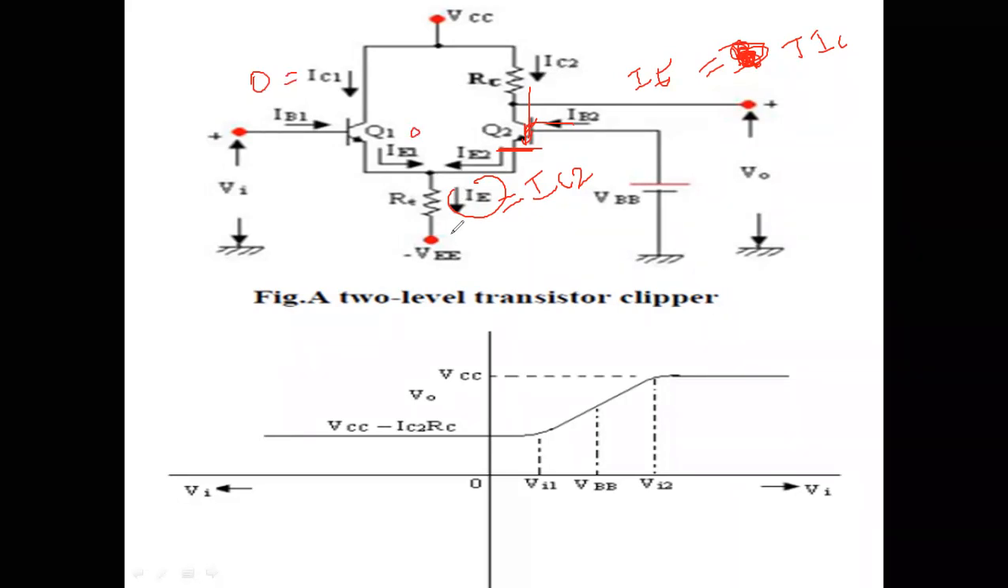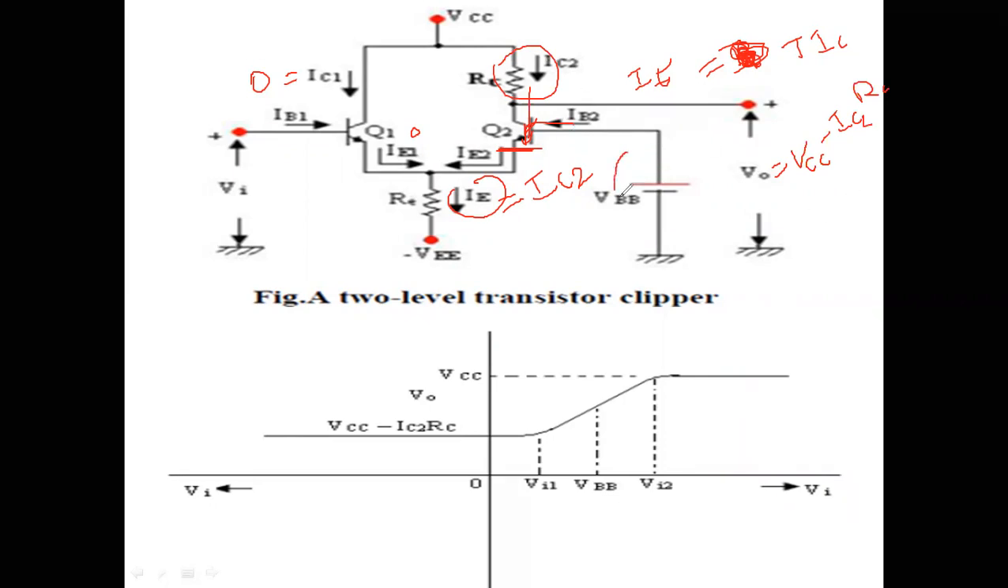Okay, and therefore your output voltage, as we have seen previously, equals VCC minus the drop across this resistance. Okay, this is our output voltage. Therefore, our output voltage is nothing but VCC minus IC2 into RC. This is our output voltage.